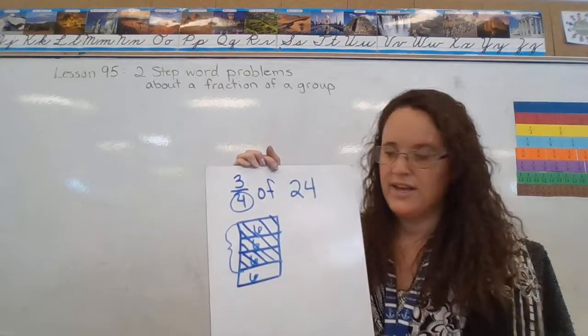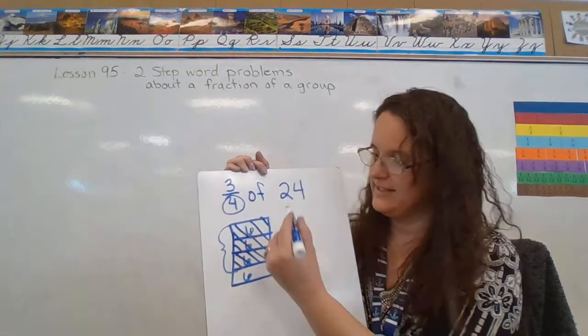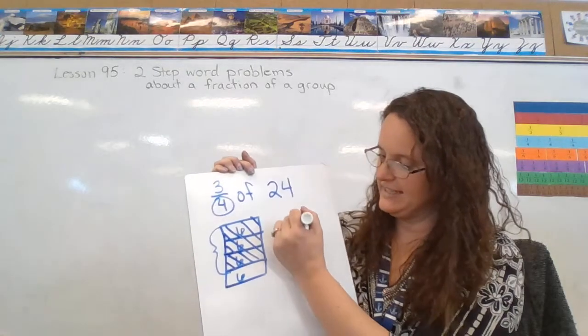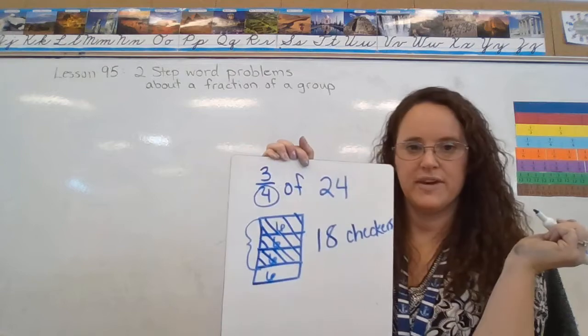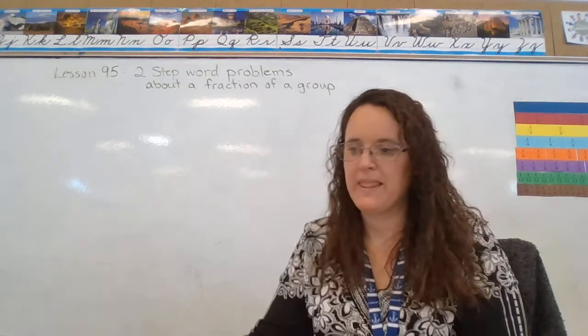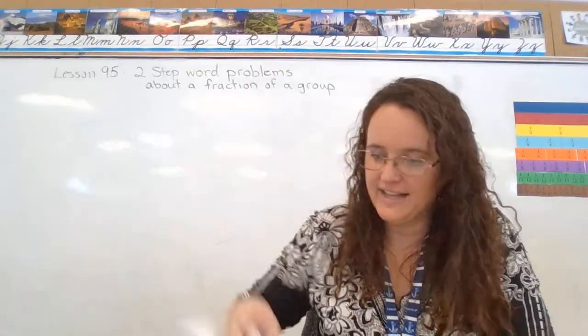Shade them in there. So I could count by 6s, or I could figure out what 6 times 3 is. Either way, I'm going to get 18 checkers. Right there. Okay? Problem B. I'll read it twice, and then I want you to try to answer it on your own.